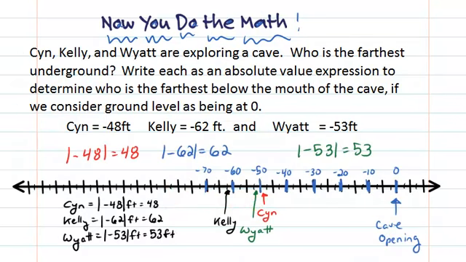Here's the answer. You can see from the absolute values that Kelly is 62 feet from the entrance of the cave because the absolute value of her elevation is 62 feet.